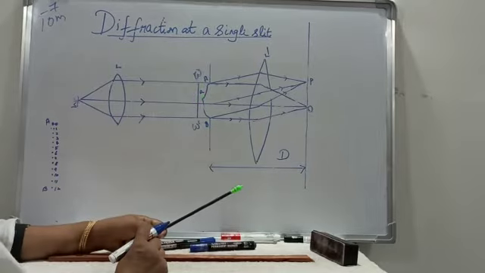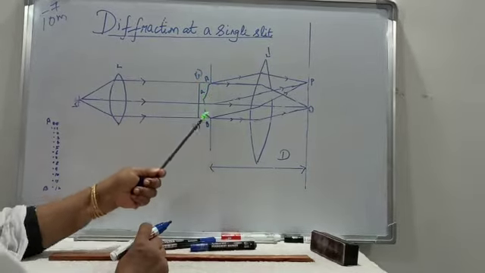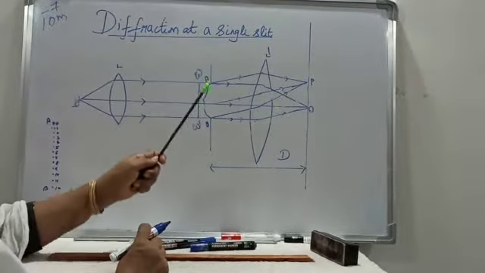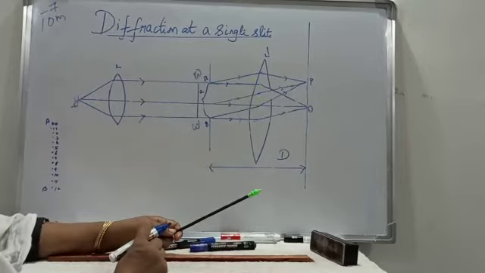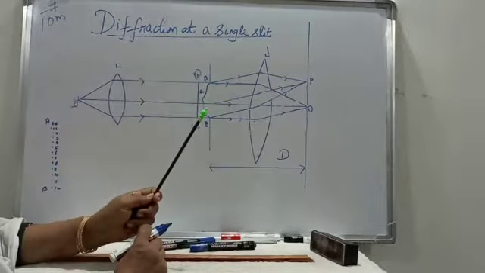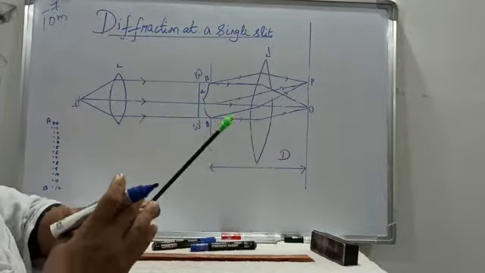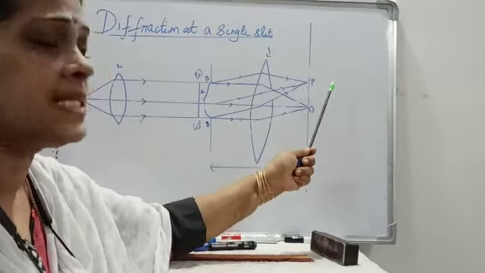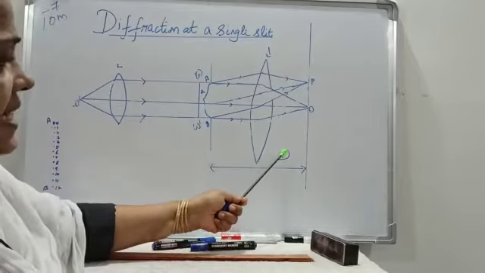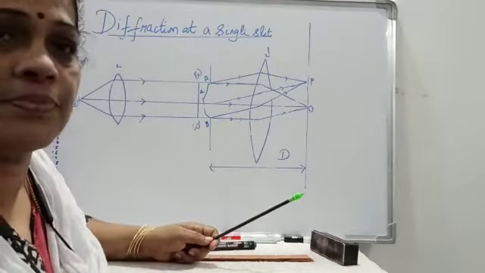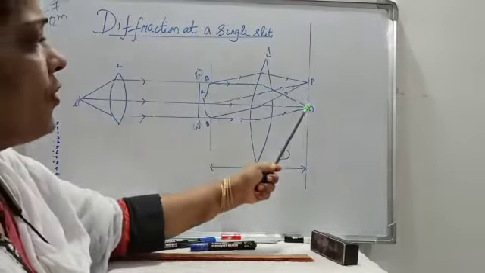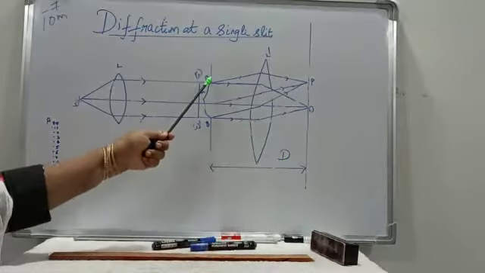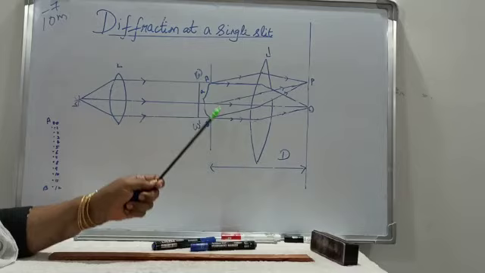A is the width of the slit. According to Huygens principle, each and every point in this wavefront acts as a source of secondary wavelets. All these secondary wavelets interfere constructively or destructively, and they produce a diffraction pattern on the screen, which is placed at a distance d from the single slit. First, we are going to find out what we get at the point O, which is at the center of the screen.